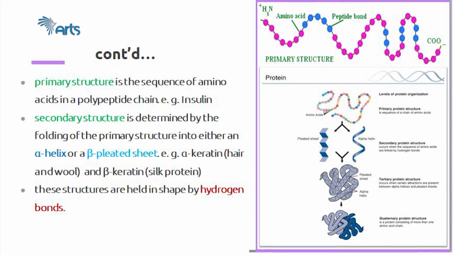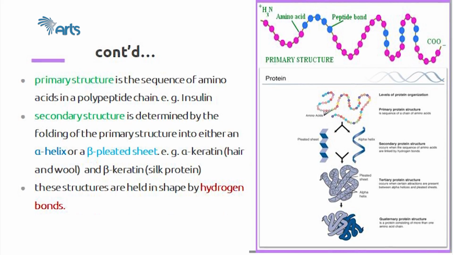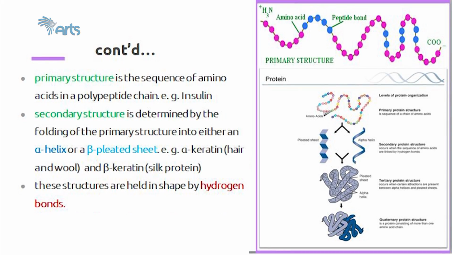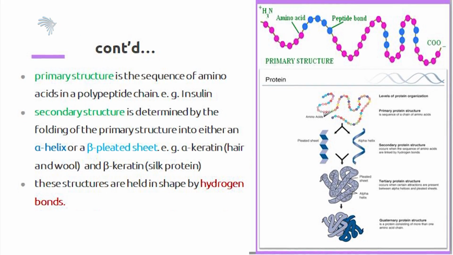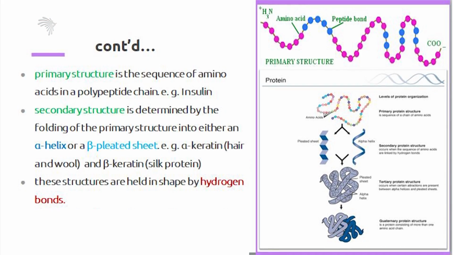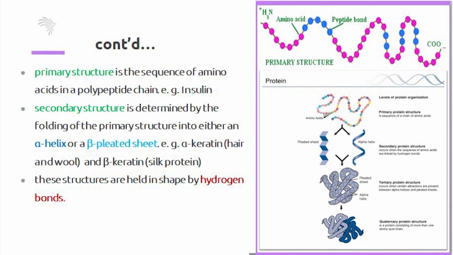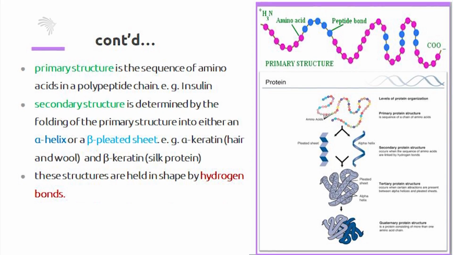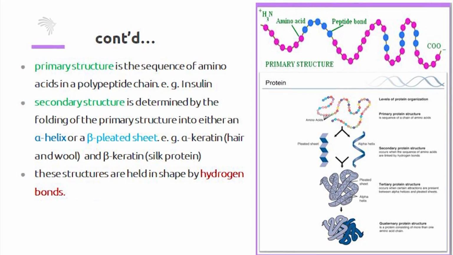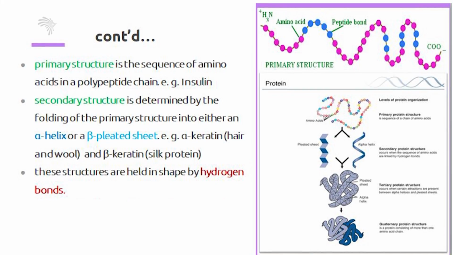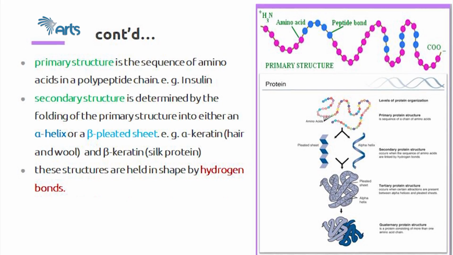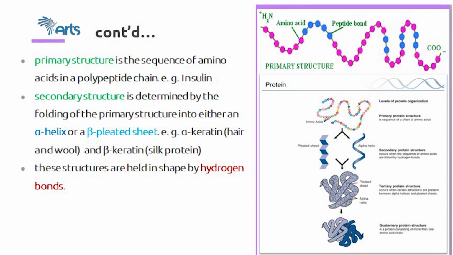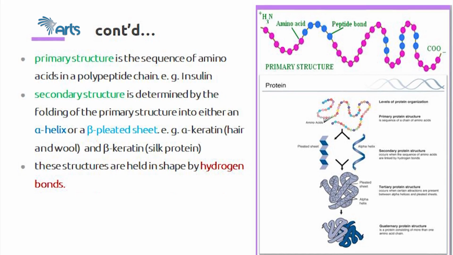Secondary structure is determined by folding of the primary structure into either an alpha helix or a beta pleated sheet. Examples of secondary structure are alpha keratin, found in hair and wool, and beta keratin in a beta pleated sheet, such as silk proteins, which are fibrous proteins. These structures are held in shape by hydrogen bonding. Secondary structures are found in bone, cartilage, tendon, skin, blood vessels, and intracellular space.